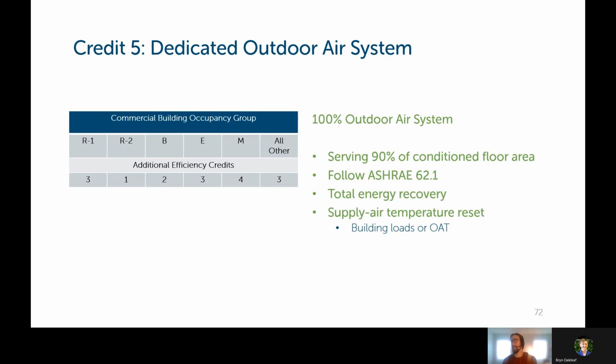If you have a dedicated 100% outdoor air system that's serving 90% of your conditioned floor space, you follow the ASHRAE 62.1 ventilation requirements for all of those spaces, and you have energy recovery built into that outdoor air system, then you can claim these associated credits.